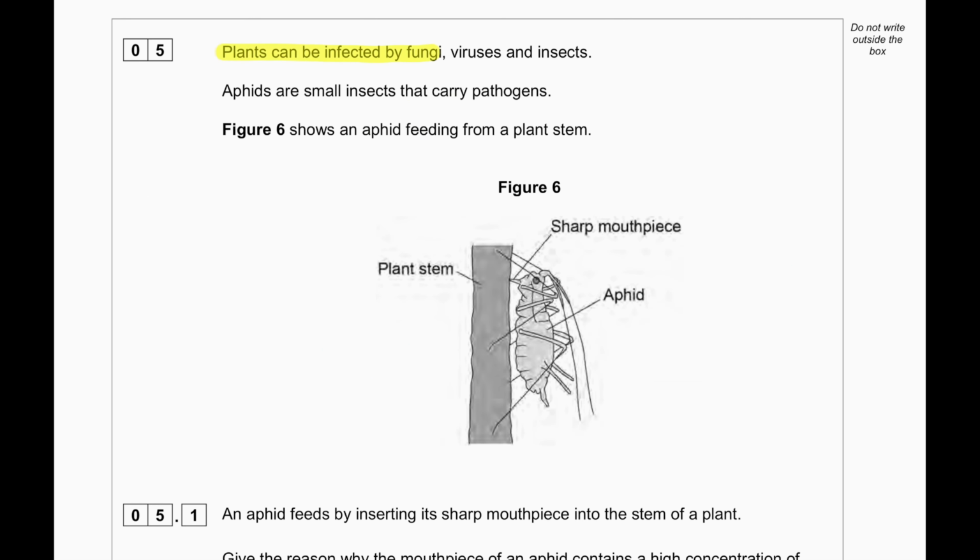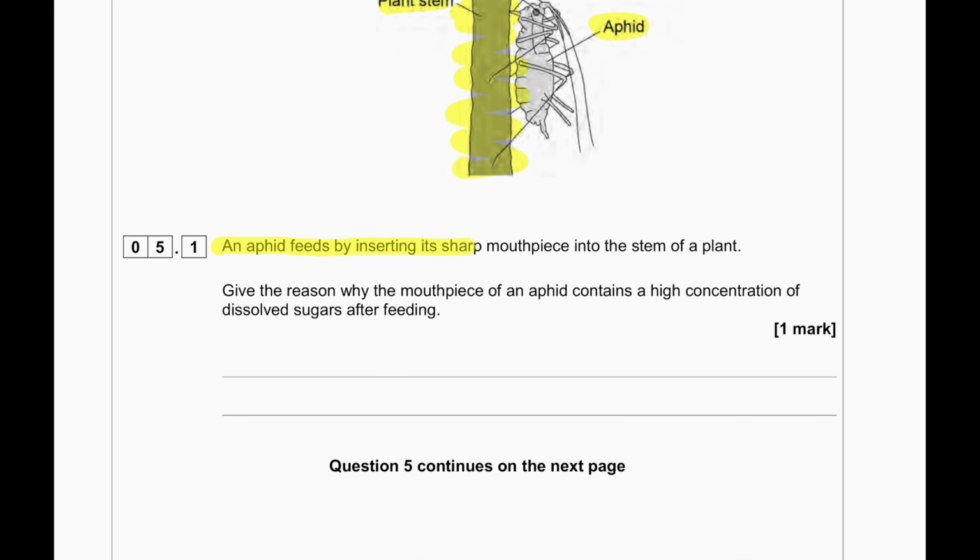Plants can be infected by fungi, viruses, and insects. Aphids are small insects that carry pathogens. Figure 6 shows an aphid feeding from a plant stem. We can see the plant stem in the picture, and we can see the sharp mouthpiece that the aphid is penetrating the plant stem. An aphid feeds by inserting the sharp mouthpiece into the stem of the plant.